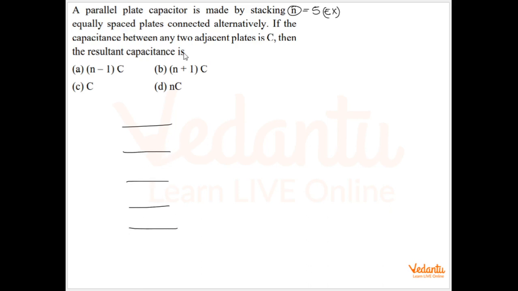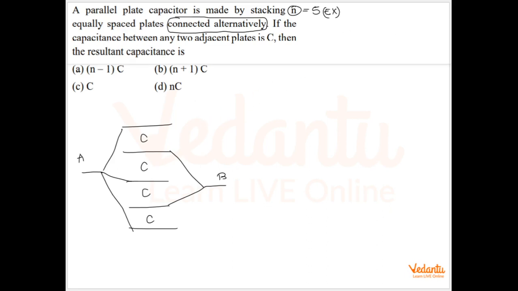And my dear bacha log, they are also connected alternatively. So the first, the third and the fifth plate is connected. The second and the fourth plate is connected. Let's call it A, let's call it B. Now my dear bacha log, there are 4 capacitances C, C, C and C. And I need to find out the equivalent capacitance.